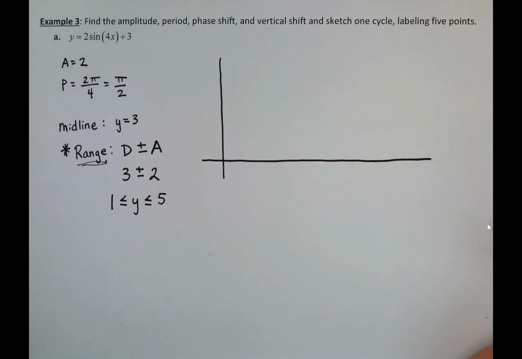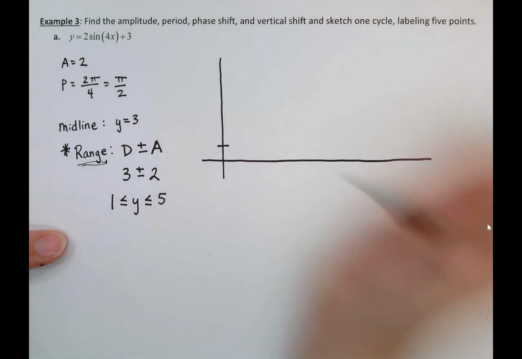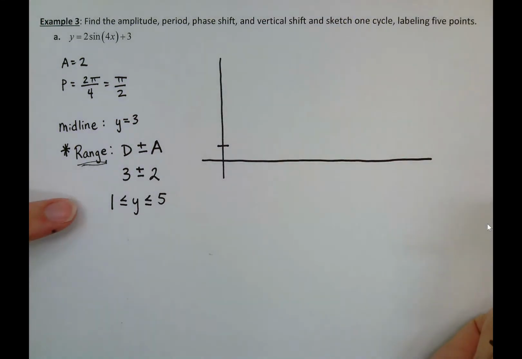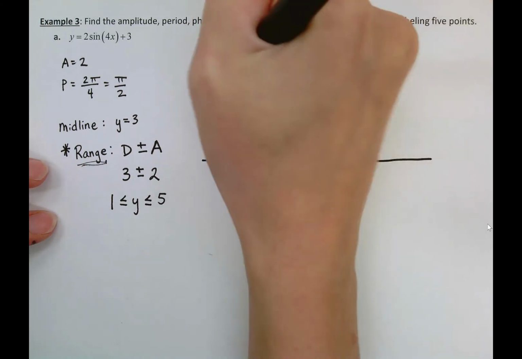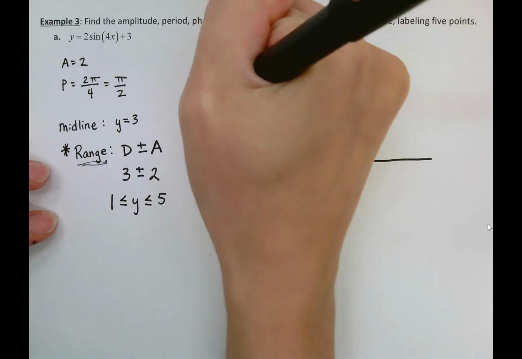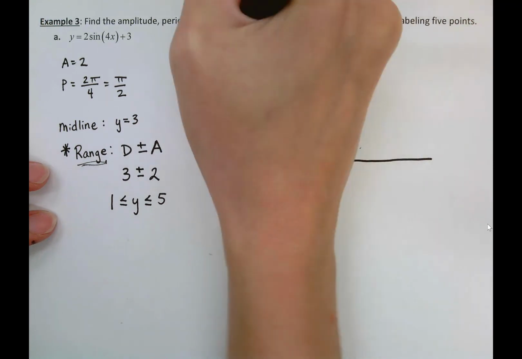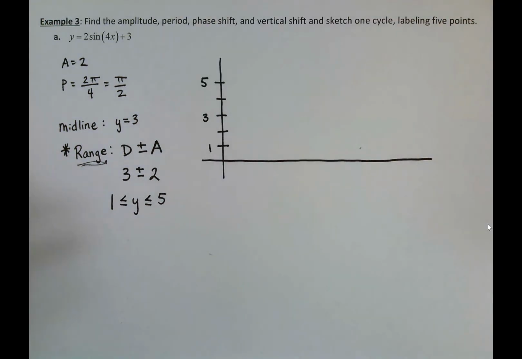So I'm going to do the y-axis first. I know I have a bottom point of 1, and I'm going to go up to 5. Since 1 to 5 is not that big, I'll go ahead and do 5 tick marks. So 1, 2, 3, 4, 5. And I mainly just want to label the lowest point, the midline, and the highest point.